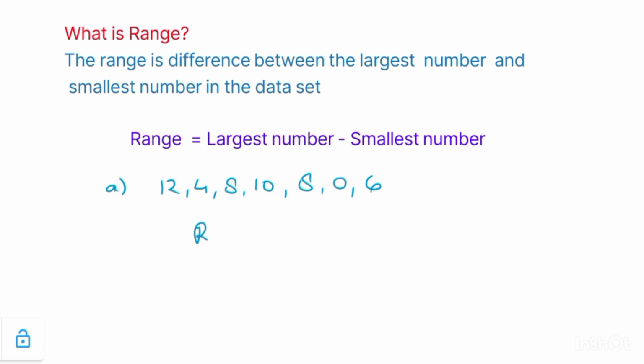So range is largest number minus smallest number. The largest number in this data set is 18, and the smallest number is 0. So we will get 18 minus 0, that is 18. So 18 is the range of the given data set.